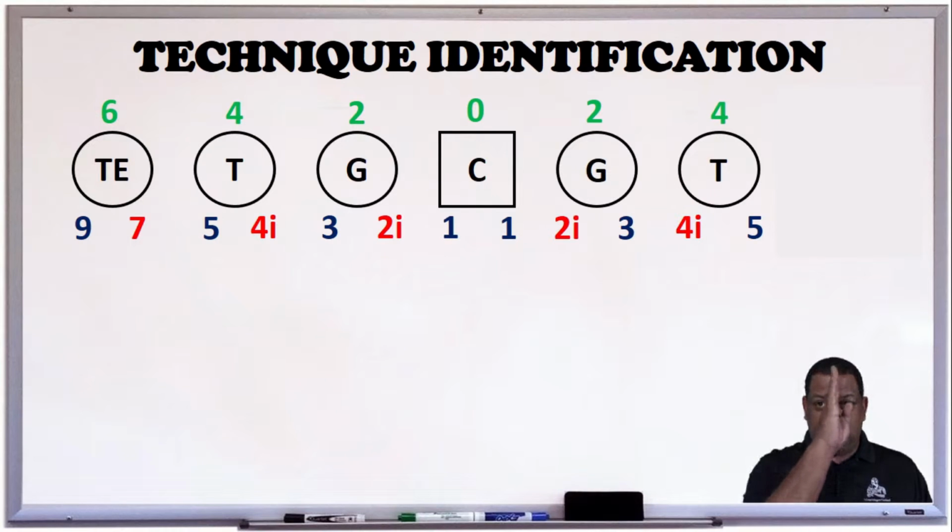So the 2 technique would be head up on the guard. 2-eye would be the inside shoulder of the guard. Then the 3 technique would be the outside shoulder of the guard. Next you have 4-eye, which is what? 4 technique inside, 4-eye.